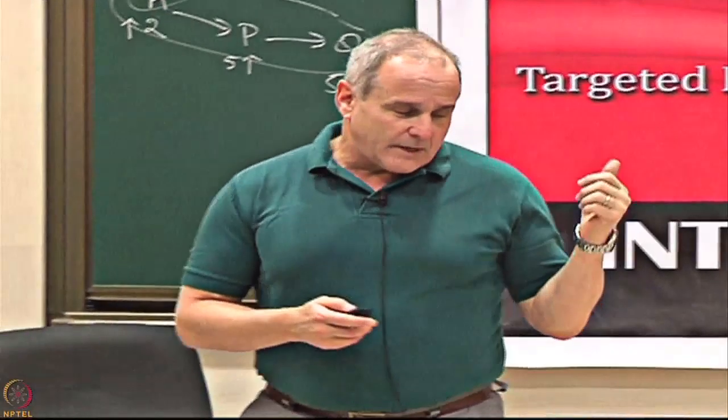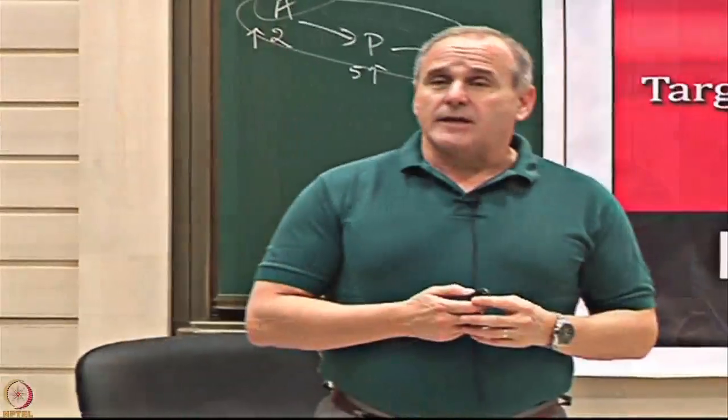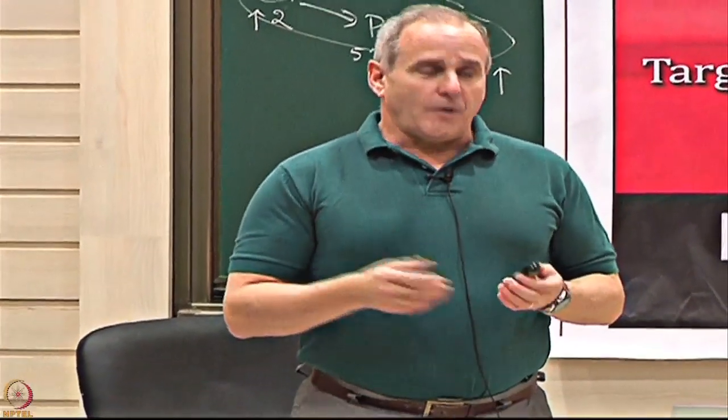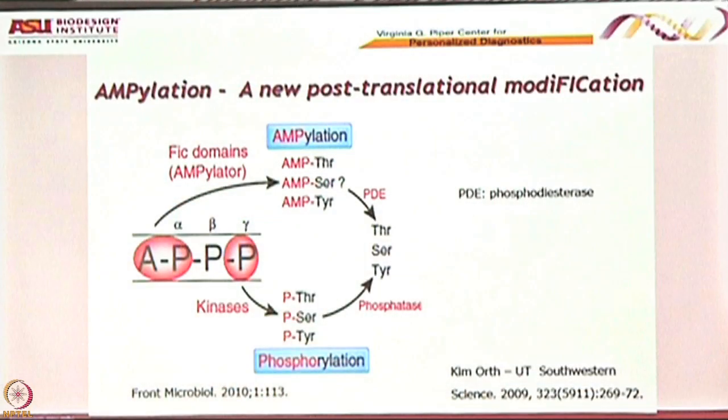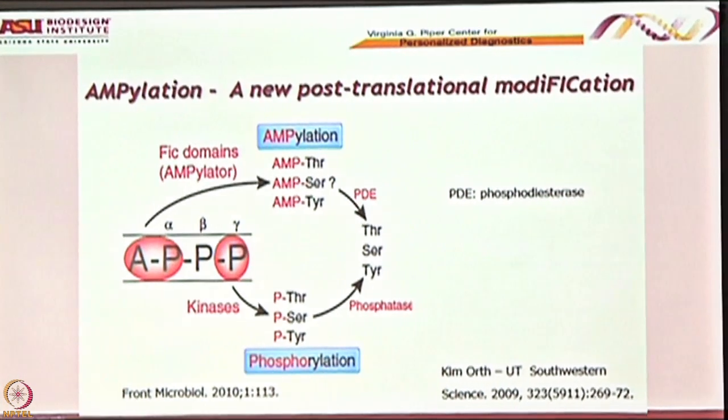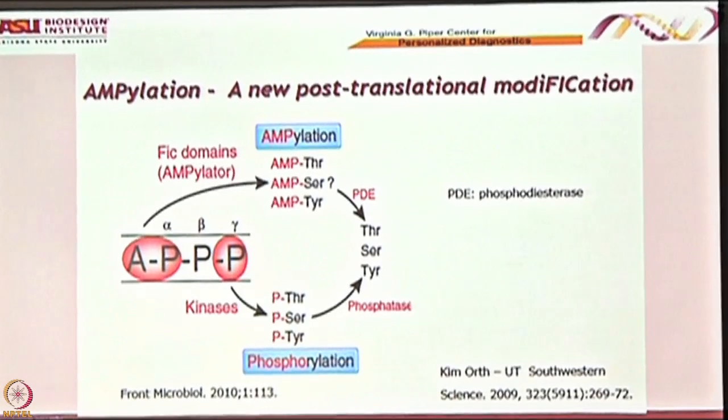One of the first stories that we looked at was AMPylation. So you're all familiar with this part of the pathway where you have ATP and the gamma phosphate on ATP is added to threonines, serines or tyrosines on proteins in a process that we call phosphorylation, and that is usually catalyzed by an enzyme called a kinase, right? So you've seen that a million times by now.